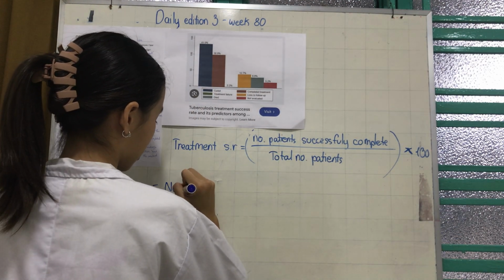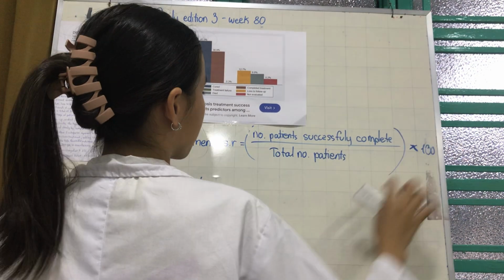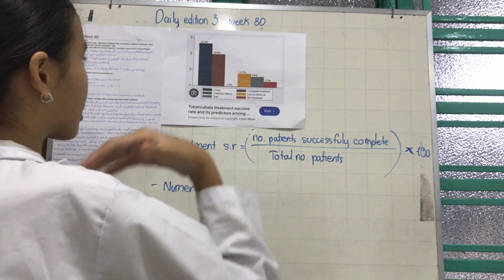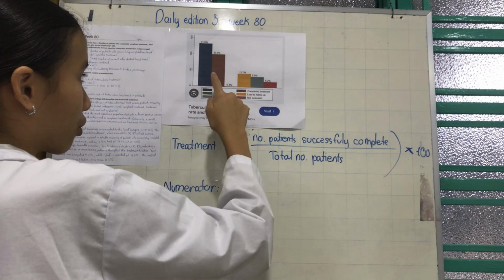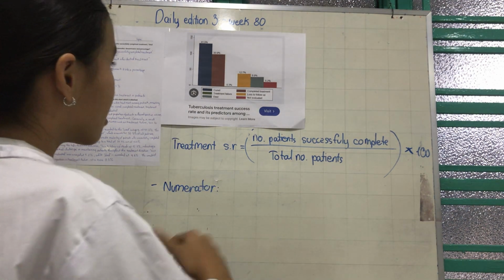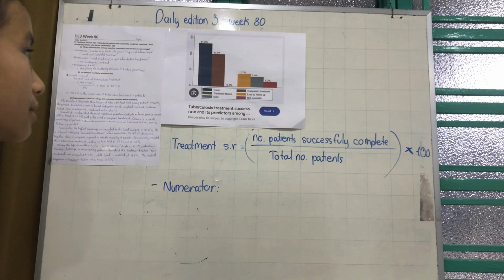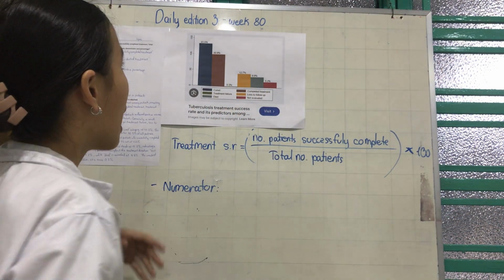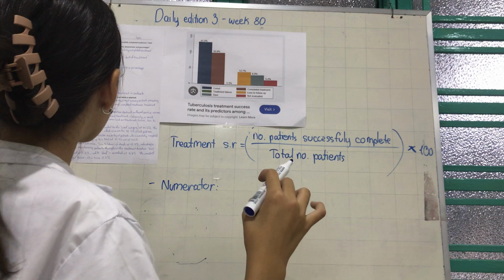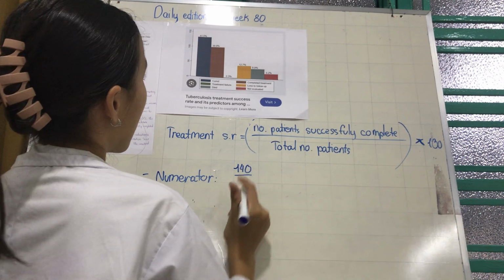The numerator. So remember, the numerator is the number at the top. So the number of patients who successfully completed the treatment. I feel that the category of cured and completed treatment is the number of patients who successfully completed the treatment. So let's look at this chart which is attached to the D3. Firstly, for the cured and the completed treatment, I think that the cured is about 140 patients.